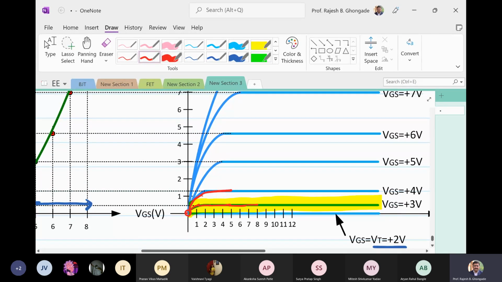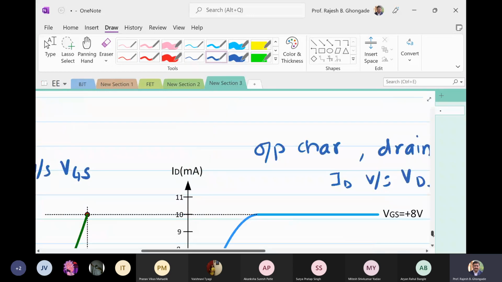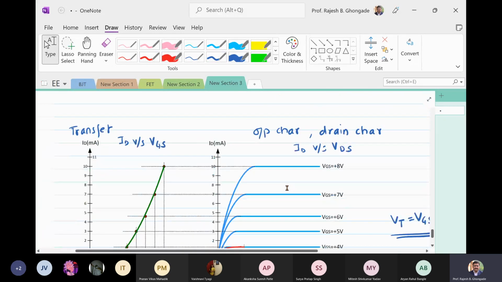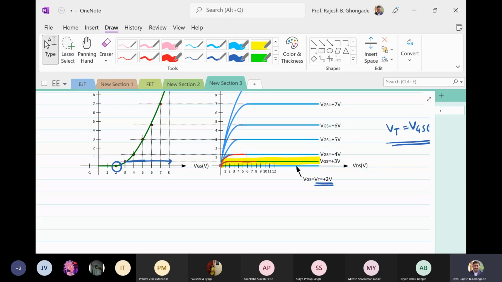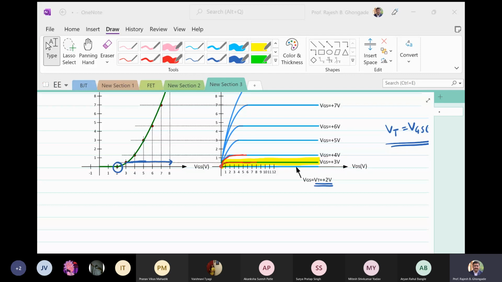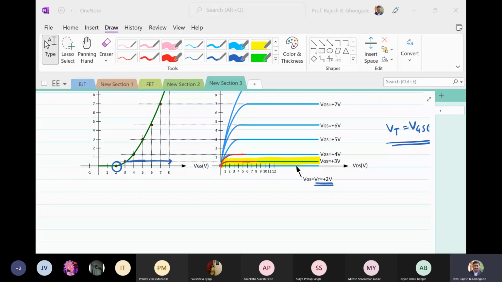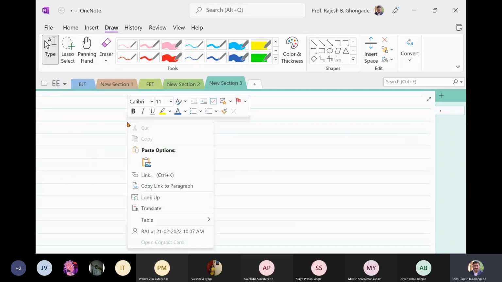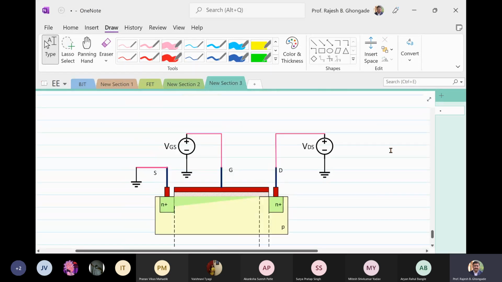Again, you can see that after a certain value of VDS, ID remains fairly constant. Again, this is because of the pinch off effect. We have already seen the pinch off effect when we studied the FET, but pinch off here is slightly different. What is that pinch off effect? We are going to see that. What happens is something like this. So let me just pull another figure.